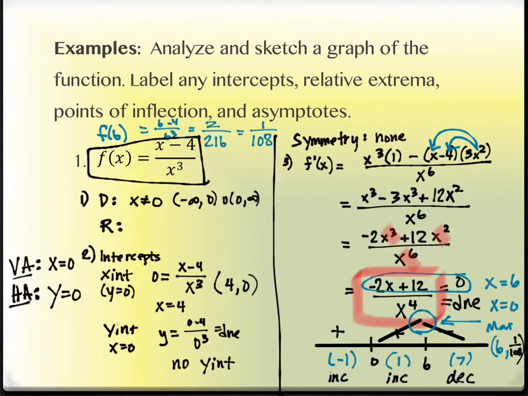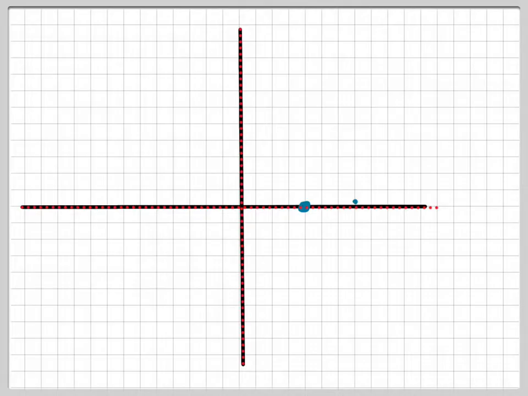And so at this point in the problem, we had taken the derivative, and we had found out where it was increasing, it was decreasing, and we had drawn very little so far. We'd plotted a couple of points. We've also marked some asymptotes.